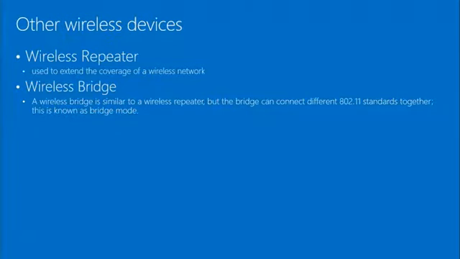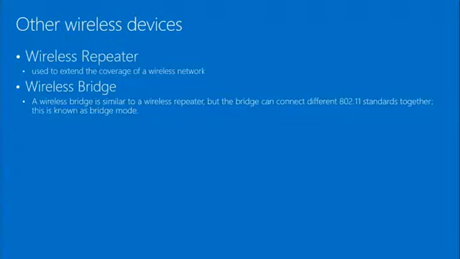And then wireless fidelity, Wi-Fi, this is what people are most familiar with, is a trademark to brand products that belong to a category of WLAN devices. Other wireless devices include a wireless repeater and a wireless bridge. A wireless repeater is basically used to extend signal. A wireless signal only goes so far, typically about 100 feet or so, depending on the environment, maybe a bit longer, maybe a bit shorter.